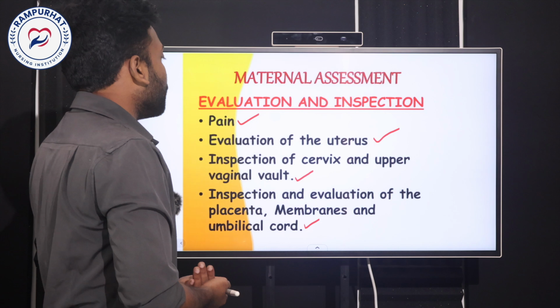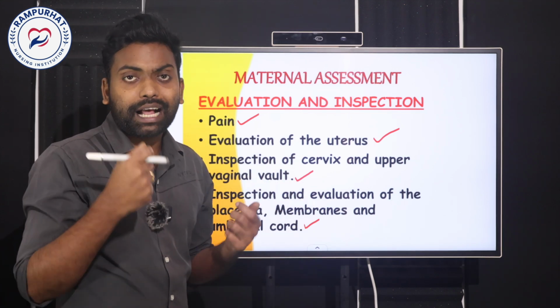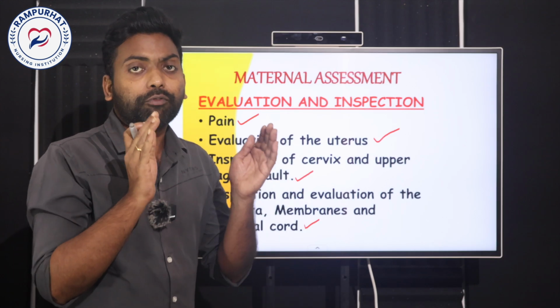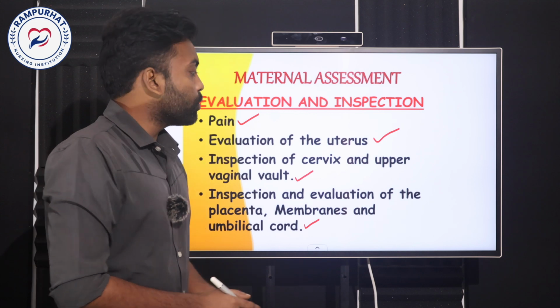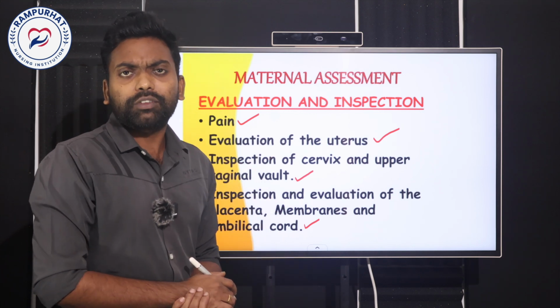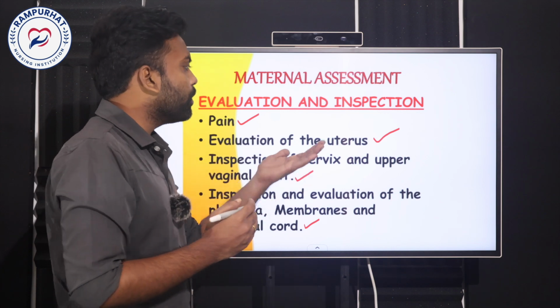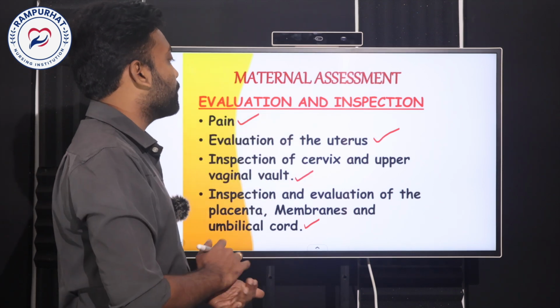The next one is evaluation of the uterus. Once the baby and the placenta have been expelled, we must find out whether the uterus is normal or abnormal. There might be different kinds of situations, such as inversion of the uterus, so some kind of uterine problem may occur. In that case, we need to evaluate and examine the uterus.